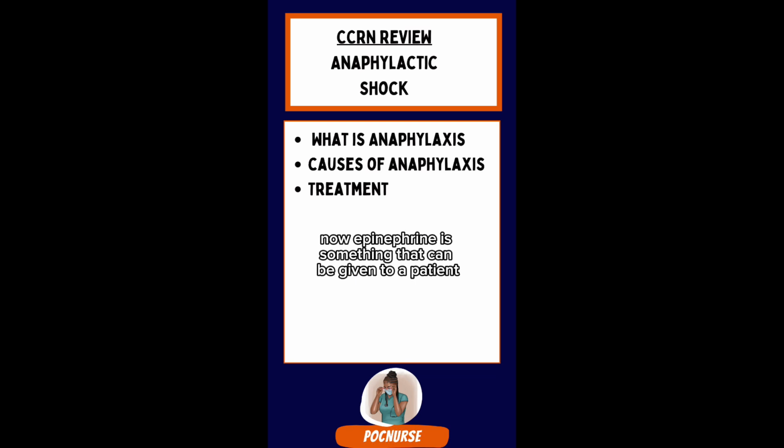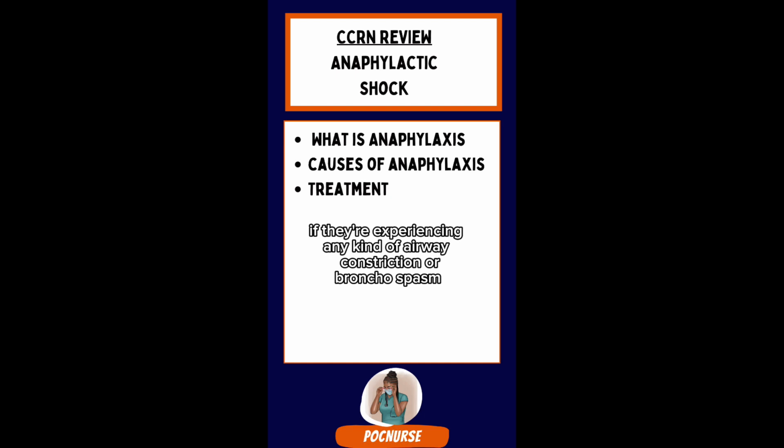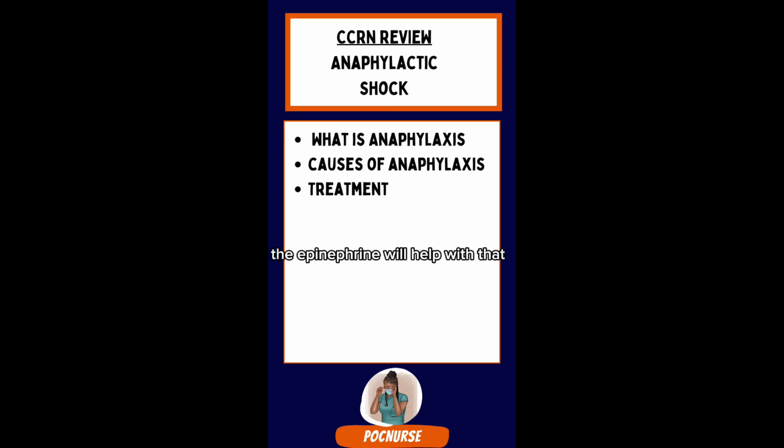Now, epinephrine is something that can be given to a patient having an anaphylactic reaction. When I say epinephrine, I mean like the EpiPen, IM epinephrine. What the epinephrine does is combat the vasodilation that the patient is experiencing. So it reduces the vasodilation and causes vasoconstriction. The epinephrine can also help the patient if they're having trouble breathing, if they're experiencing any kind of airway constriction or bronchospasm. The epinephrine will help with that.